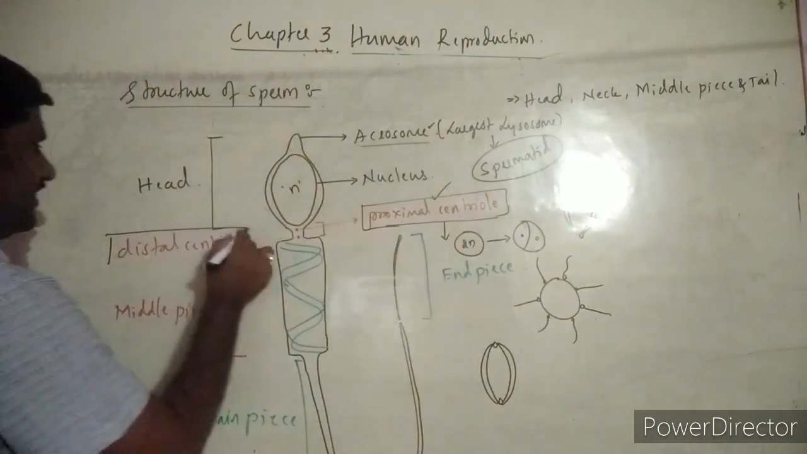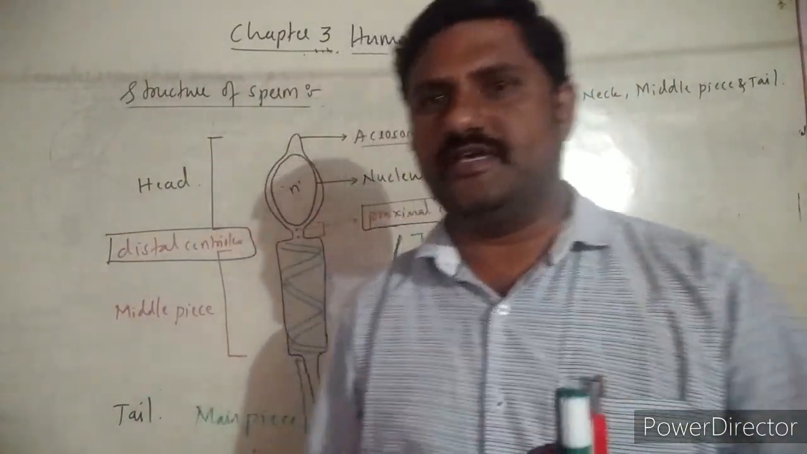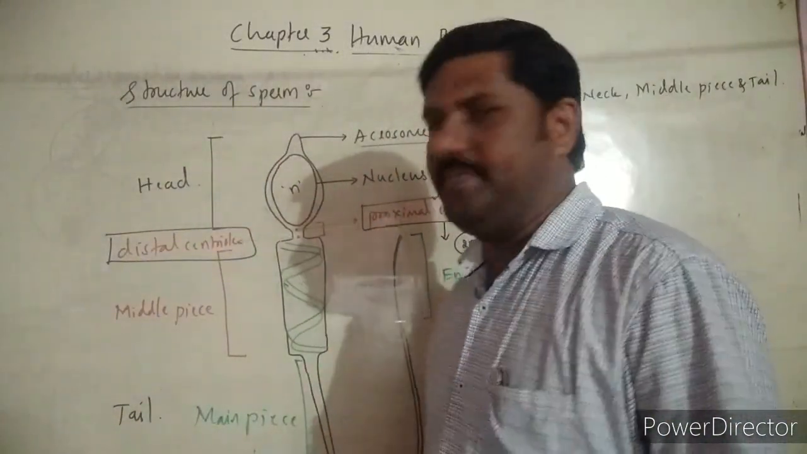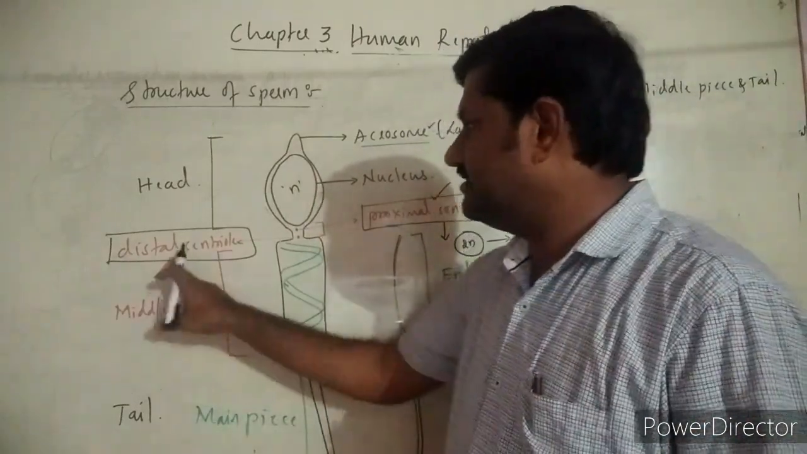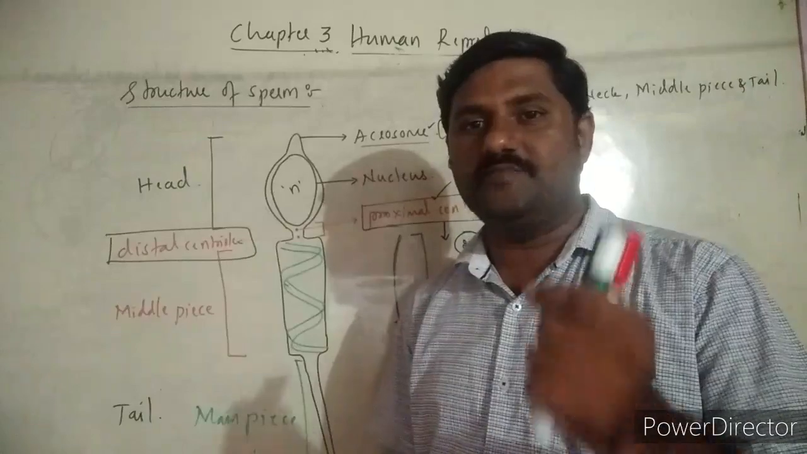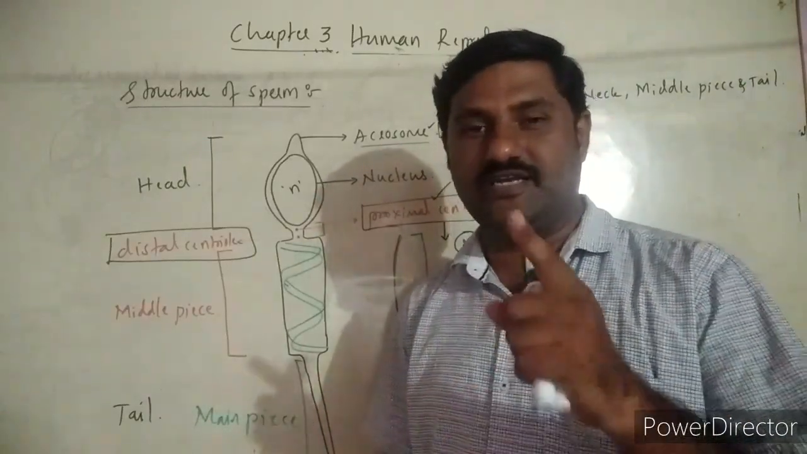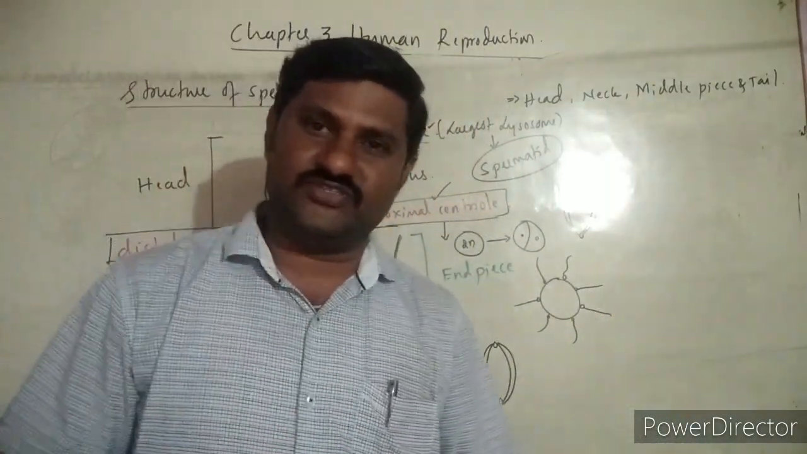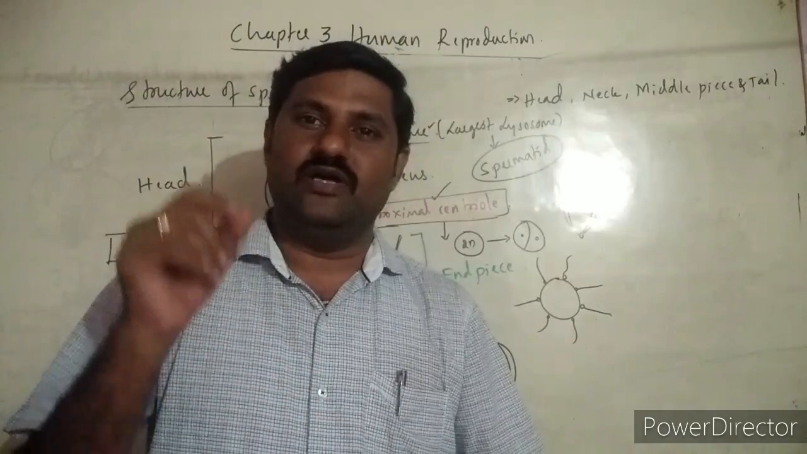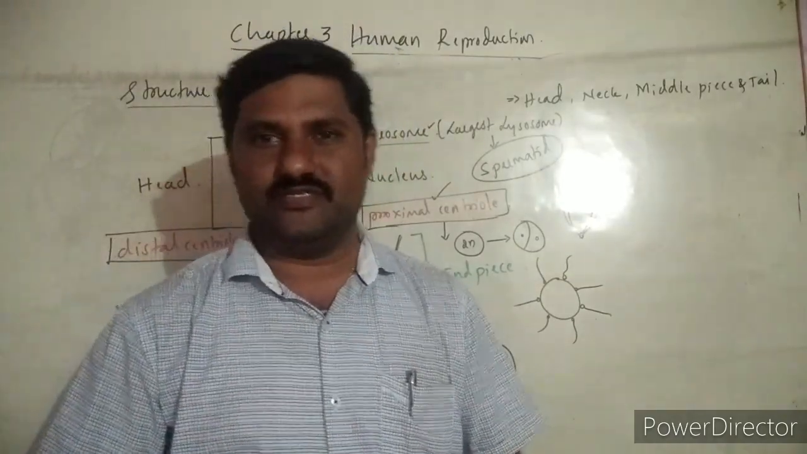What about the distal centriole? It is lying towards the middle piece, at the starting point of the middle piece, and this distal centriole helps for the formation of what? That is a very important point to be noted. As you know the flagellar structure, right? The axoneme, the word you might have remembered there.